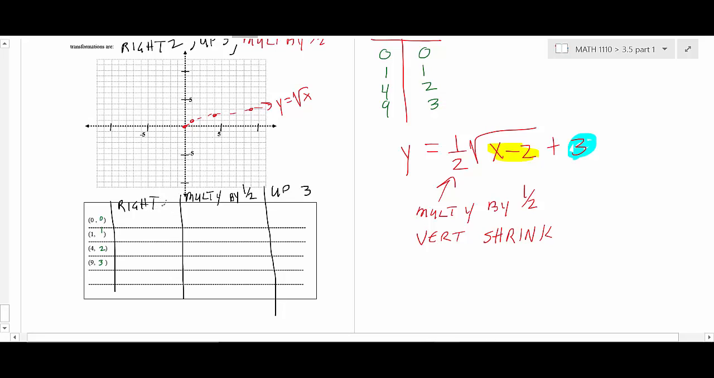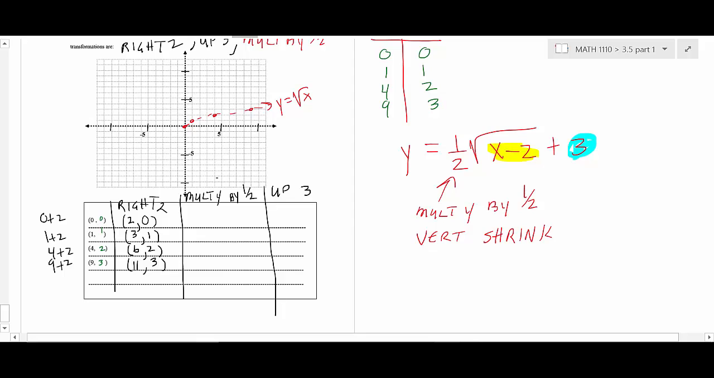Okay, so what we're going to do is, on your first step, when you do right 2, does anything happen to the y's? No, it's just the x's. So what you want to do in step 1 here is just bring down the y's. They're not ready to change those yet. So just make all of the x's go to the right 2. 0 plus 2 is 2. 1 plus 2 is 3. You just do this in your head. 4 plus 2 is 6. And then 9 plus 2 is going to be 11. Okay, so that's going to move everything to the right 2.